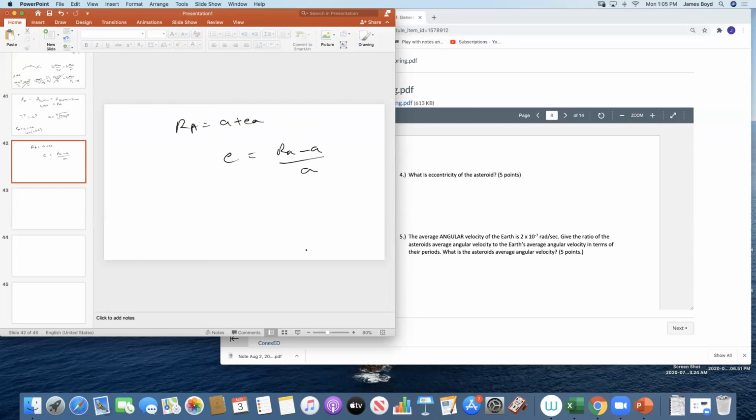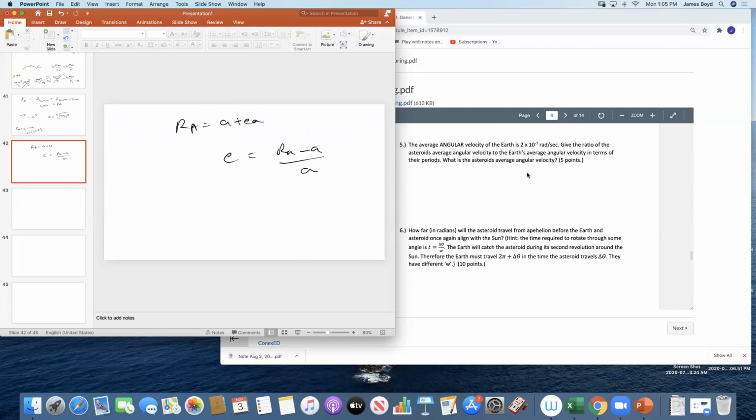That's pretty easy. The average angular velocity of the Earth is 2 times 10 to the minus 7. Give the ratio of the average angular velocity of Earth to the average angular velocity of the asteroid in terms of their periods. What is the average angular velocity of the asteroid? Now, T for Earth is 2 pi over omega. And T for the asteroid is 2 pi over omega for the asteroid. Therefore, T of the Earth over TA is equal to omega A over omega Earth. And we can find omega A from that equation.